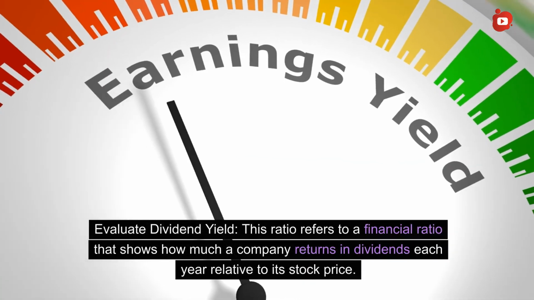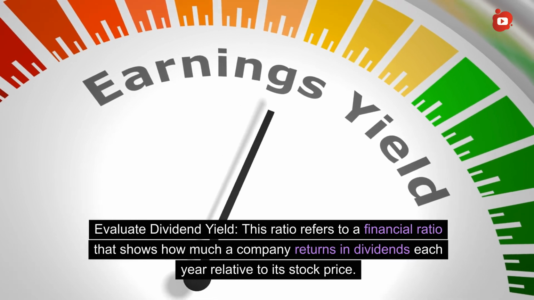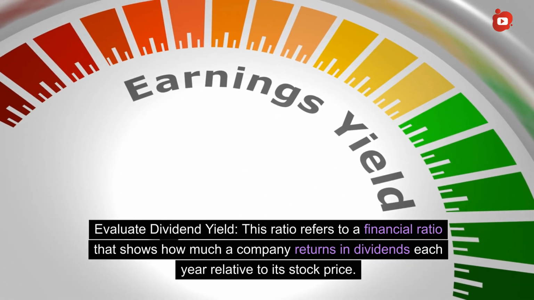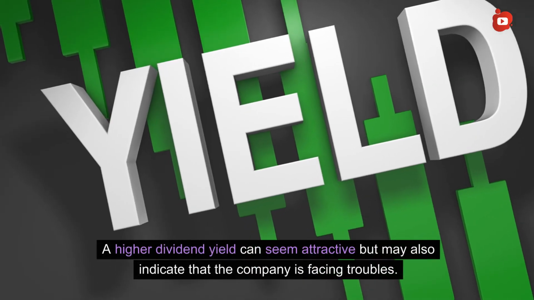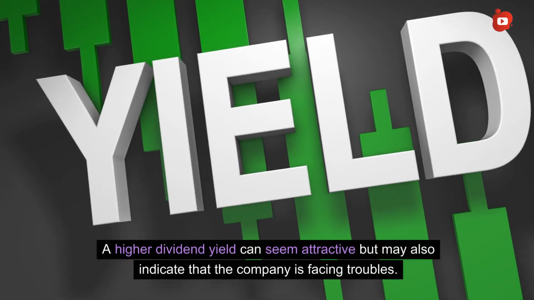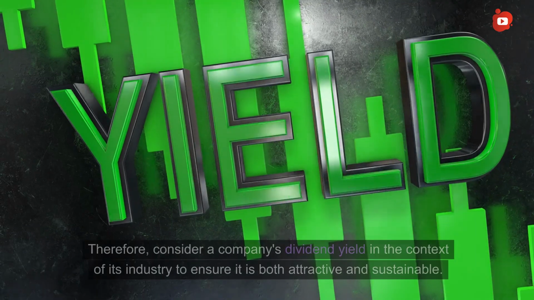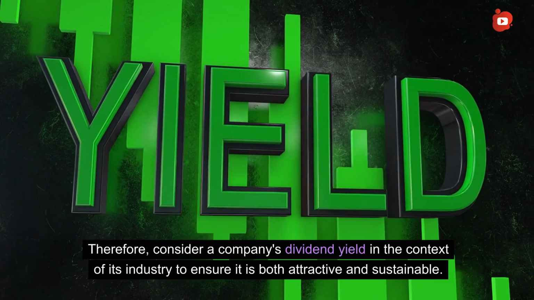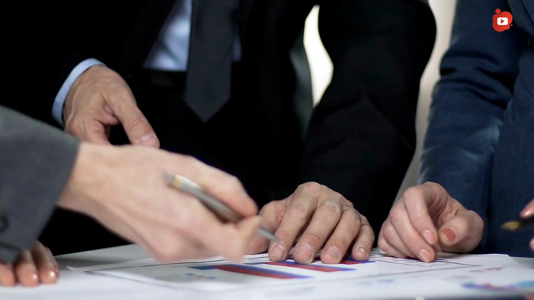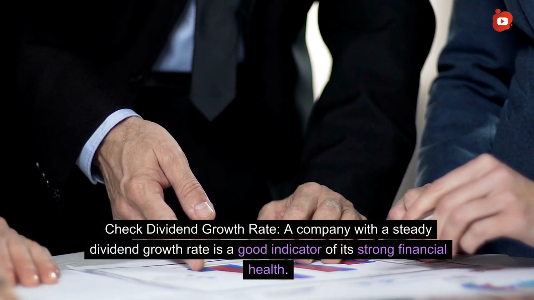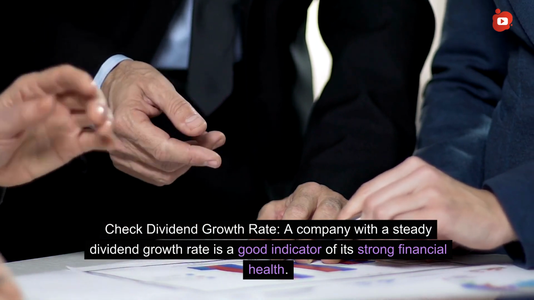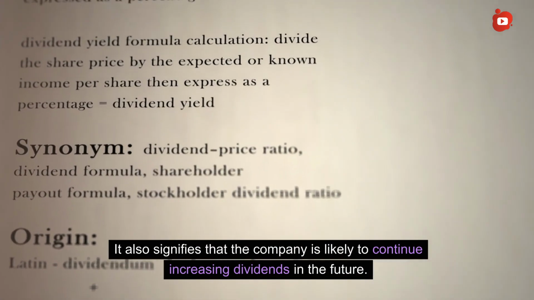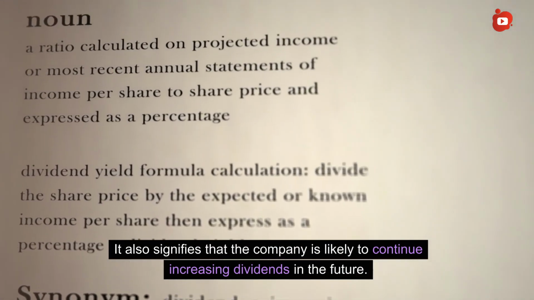Evaluate dividend yield. This refers to a financial ratio that shows how much a company returns in dividends each year relative to its stock price. A higher dividend yield can seem attractive but may also indicate that the company is facing troubles. Therefore, consider a company's dividend yield in the context of its industry to ensure it is both attractive and sustainable. Check dividend growth rate. A company with a steady dividend growth rate is a good indicator of its strong financial health. It also signifies that the company is likely to continue increasing dividends in the future.